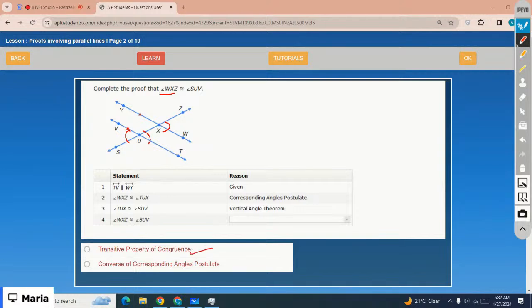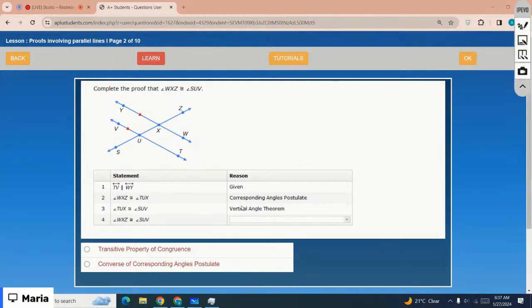The correct option is the transitive property of congruence, because WXZ is corresponding to TUX, right? And TUX is corresponding to SUV. That is A equals B and B equals C, that means A equals C. That is the transitive property of congruence. Got it? Option number 1 is the correct option.